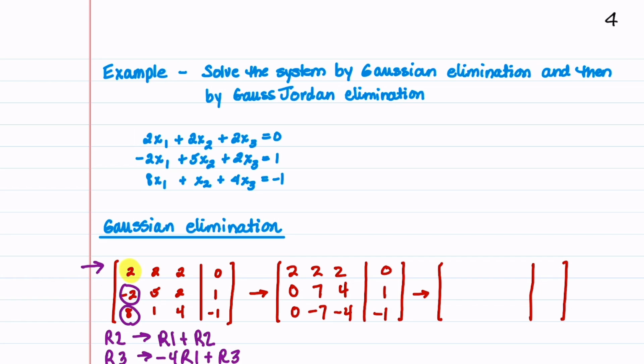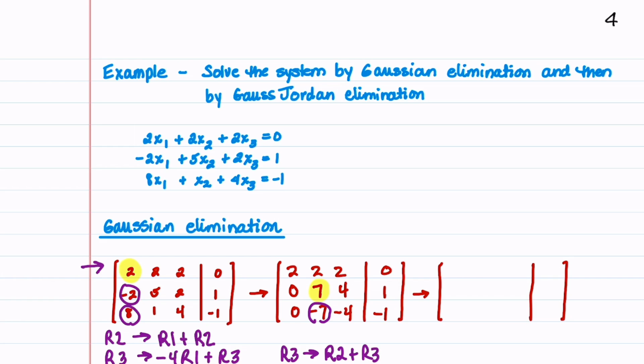Now what we're going to do is work to the right. So we went down. Now we're going to go to the right. And we're going to focus on our next leading entry, which is 7. So what we need to do is get a 0 below this leading entry. That means we're going to take row 3 and replace it by row 2 plus row 3.